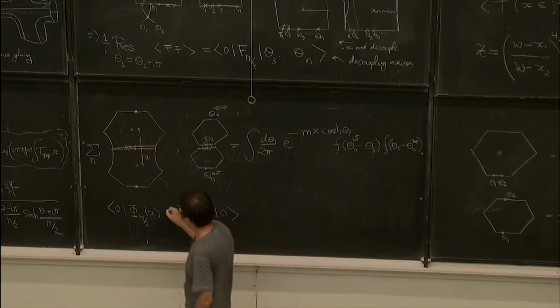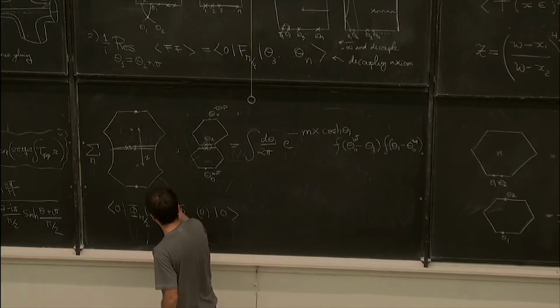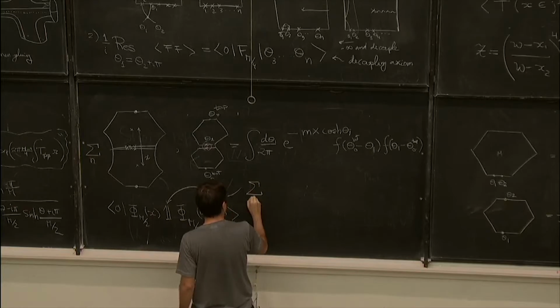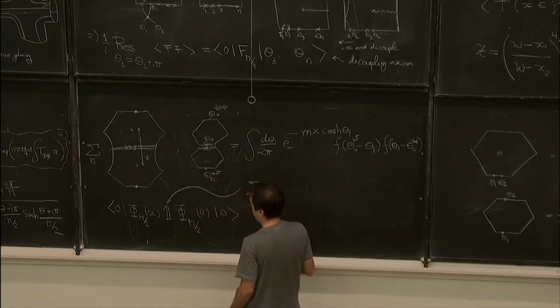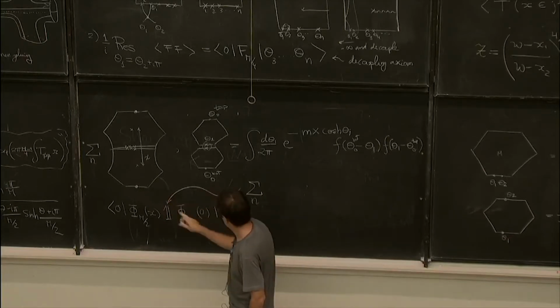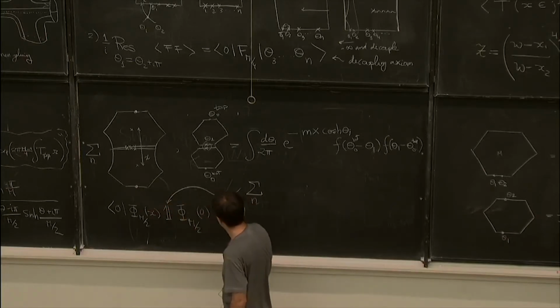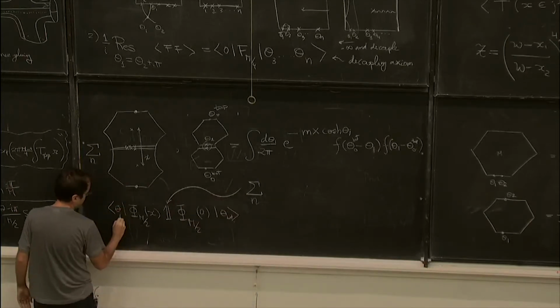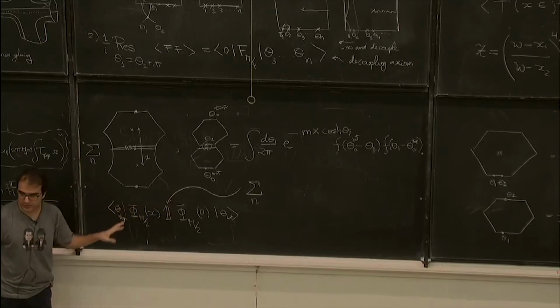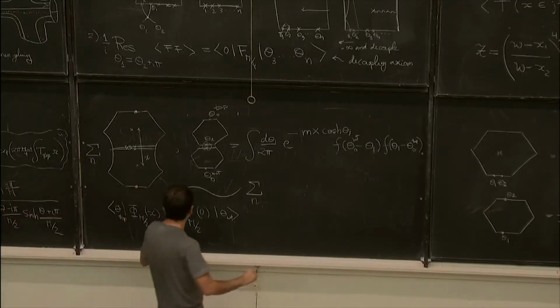Now what do we do? We insert here the resolution of identity. What's this resolution of identity? It's the sum over n. Sorry, I said something wrong. In this picture, I don't want to put a vacuum. I want to put an excitation here, theta bottom at the bottom, and here theta top at the top. But apart from that, it was correct. But this identity, what is it?